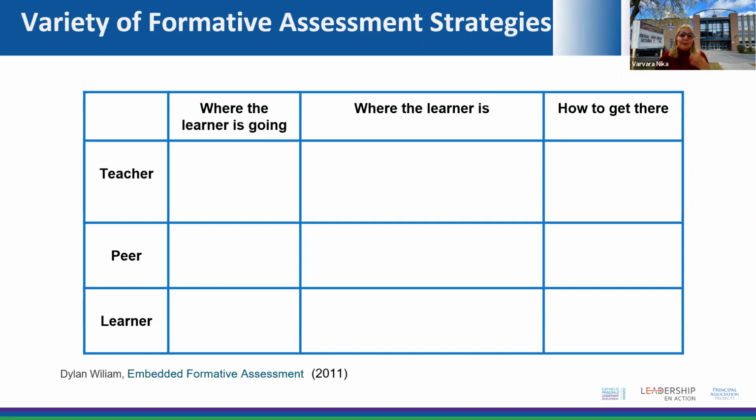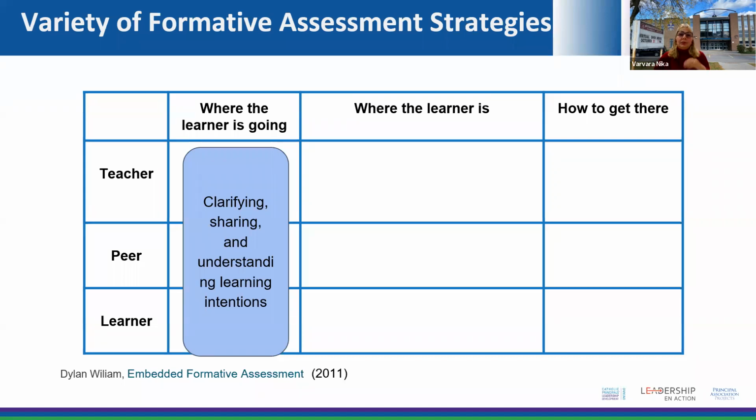So in this slide, we're going to talk about one of the formative assessment strategies. Dylan Wiliam, in his book, Embedded Formative Assessment, discusses 5 key strategies that support the implementation of effective formative assessment. And very commonly, Wiliam presents these ideas in this helpful table that I'm shortly going to explain to you. So he links the strategies to core assessment concepts.